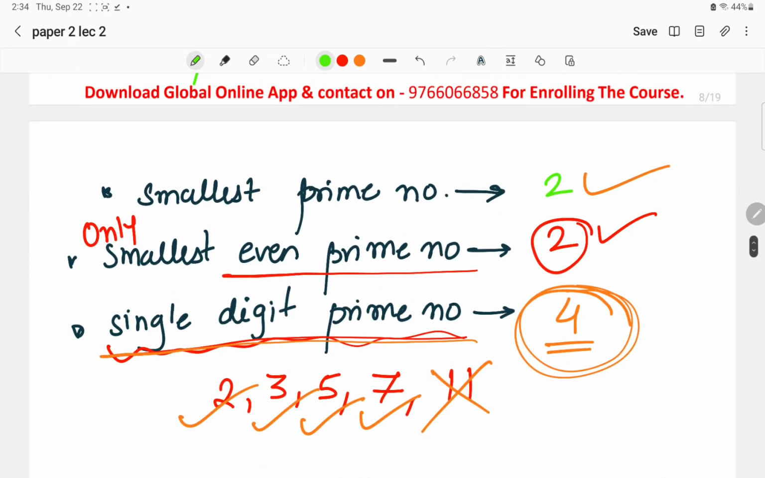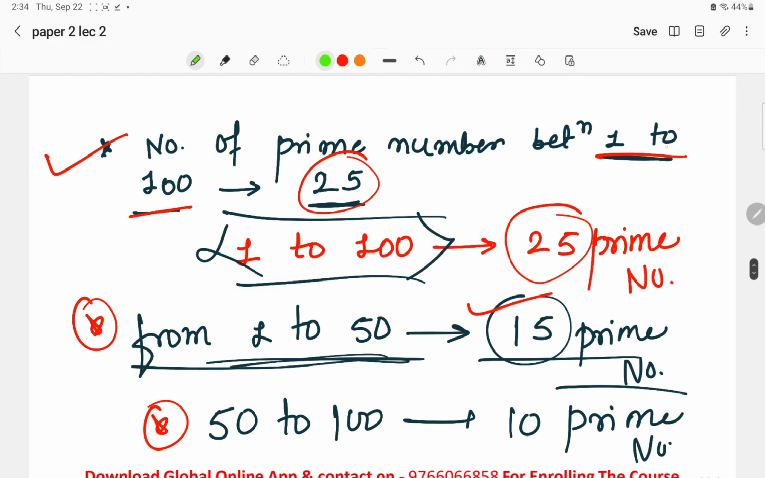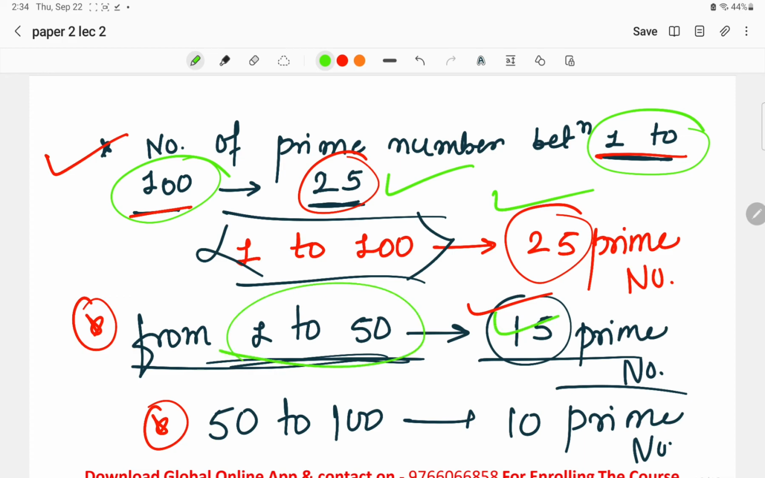Also, we have seen the number of prime numbers between 1 and 100. This is a factual question. Keep in mind that there are 25 prime numbers. From 1 to 50 there are 15 prime numbers, and from 50 to 100 there are 10 prime numbers.